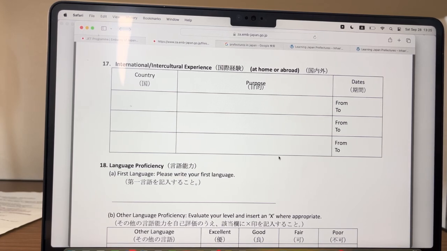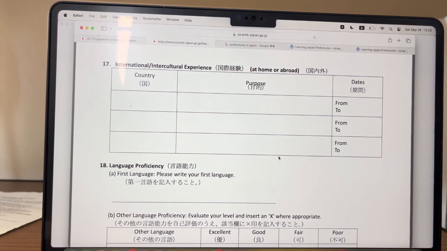You can also write about international or intercultural experiences that you've had at home. If you have a friend from university who was from Kenya or Zimbabwe, then you can write about them. In my case, I wrote about a friend that I had, and he was from Germany. So for country, I wrote Germany. Purpose: he was teaching me about Germany, the German etiquette, cooking German food for me.